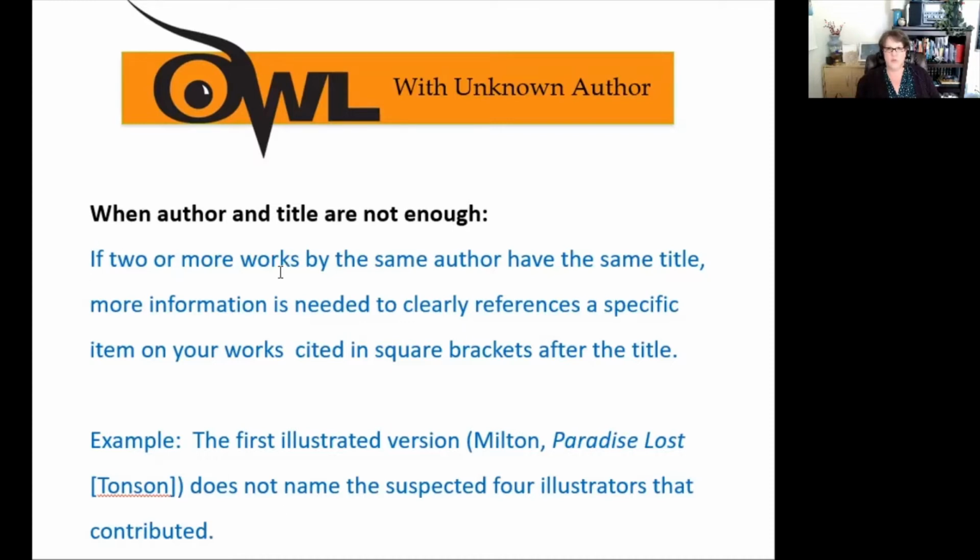So if two or more works by the same author have the same title, more information is needed to clearly reference a specific item in your works cited, in square brackets. Again, I don't think you really need to concern yourself. And if you do run into that problem, you know where to look it up. You can look it up on Purdue OWL, or you can look it up on MLA, or if you're writing for a class that uses APA citation style, then you would look it up at the appropriate place.